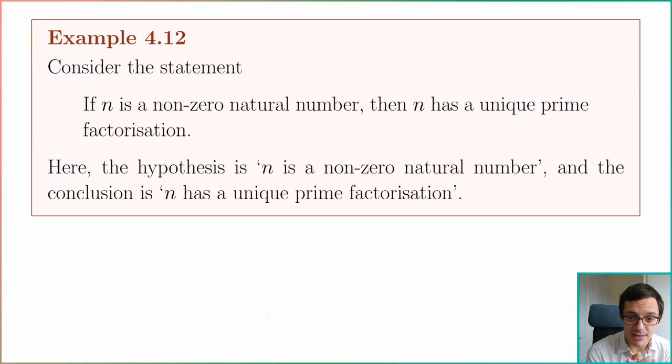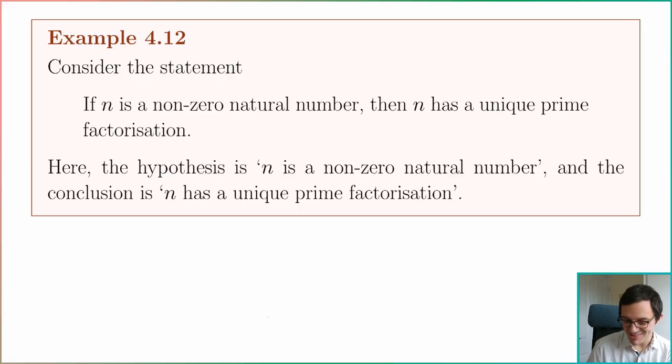So here's a big claim. If n is a non-zero natural number, then n has a unique prime factorization. So there it is. The hypothesis here is just n is a non-zero natural number. And the conclusion is n has a unique prime factorization.